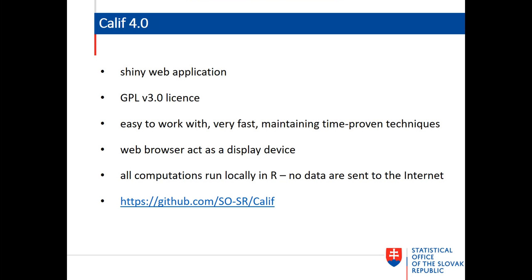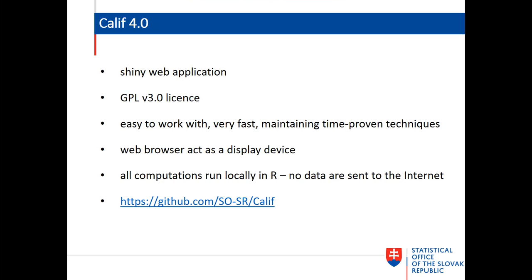At present, it's in its fourth version, Calif 4.0. It's a Shiny web application that runs under the GPL license. It is very easy to work with, very fast, and it also maintains some time-proven techniques among calibration tools. The web browser, as usual with Shiny applications, acts as a display device, and all computations run locally in R. Nothing is sent to the internet.